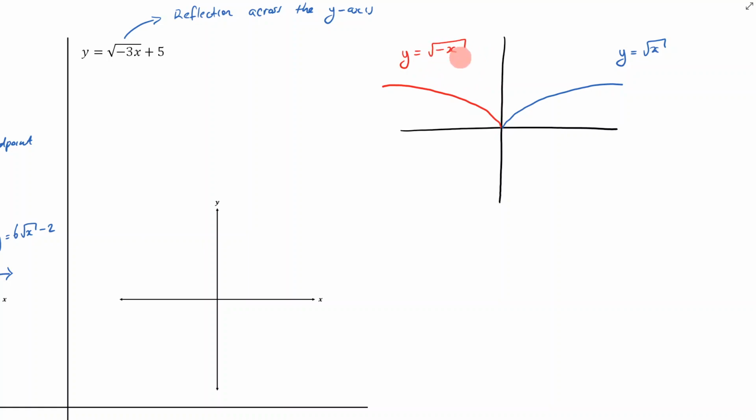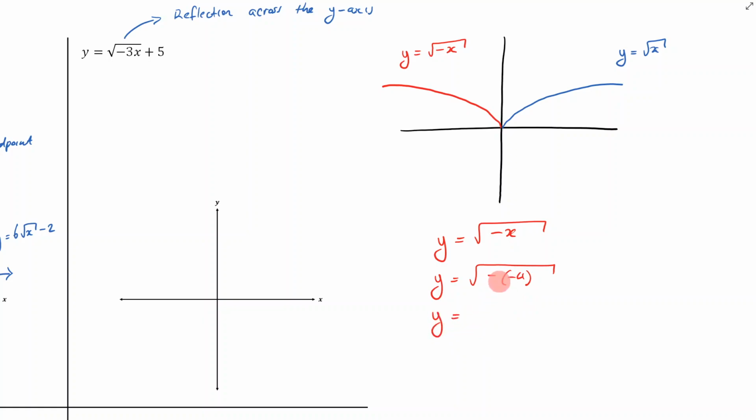Now, you might be thinking to yourself, I thought you couldn't square root a negative number. But let's see what happens when I sub in negative numbers into this rule. So I'm starting with y is equal to the square root of -x. If I was to put in -2 into this, actually, let's pick a nicer number. Let's pick a square number. Let's put in -4.